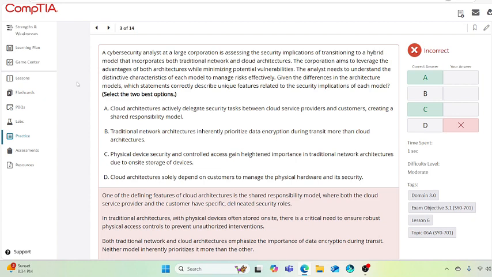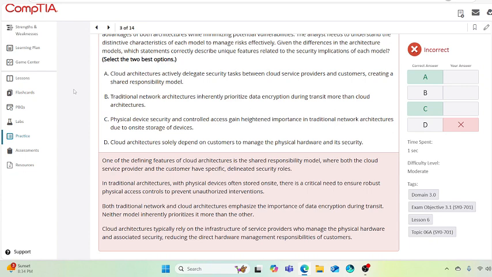Cloud architectures actively delegate security tasks between cloud service providers and customers, creating a shared responsibility model. And physical device security and controlled access gain heightened importance in traditional network architectures due to on-site storage devices.